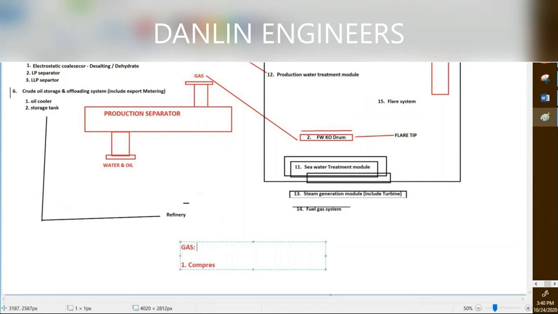That means here also it's CSC only. The first equipment it will go to from the production separator is the cooler only. Then from the cooler it will be going to the scrubber and then to the compressor. This is the first stage. Again this stage will be considered as the LP stage. Then again it will be going to the next stage.